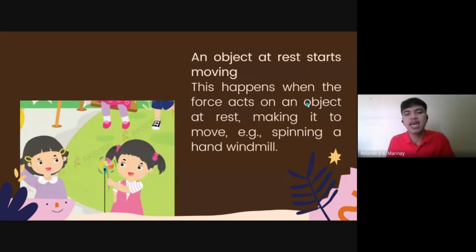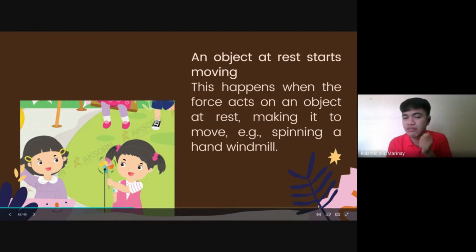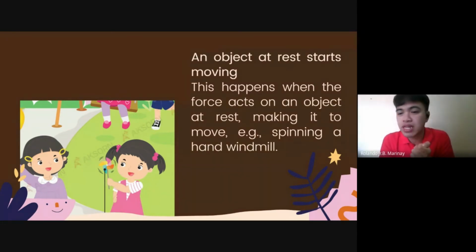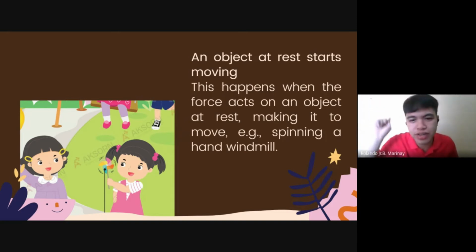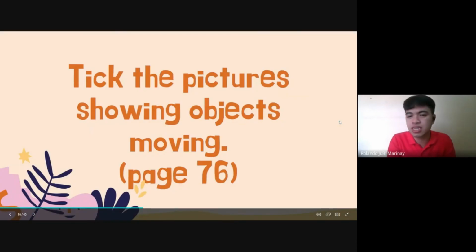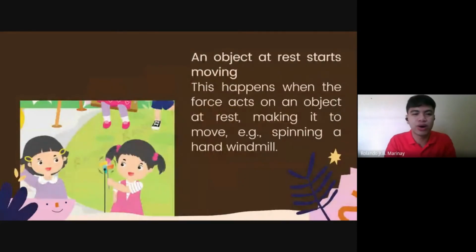Okay, next, an object at rest starts moving. This happens, kids, when the force acts on an object at rest, making it move. For example, spinning a hand windmill. Okay, the hand windmill like this, the girl is holding, it doesn't move by itself, right? But when you blow on it, it will start spinning. Or when you run with it, and you're holding the hand windmill, and you're moving with it, you're running, holding it, it's going to spin faster and faster. Okay? Alright, so because of the force, an object at rest, an object that is not moving at first, will start moving. Okay, so that is what force can do.